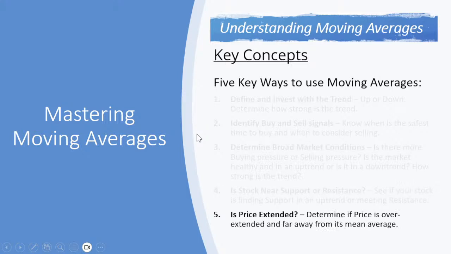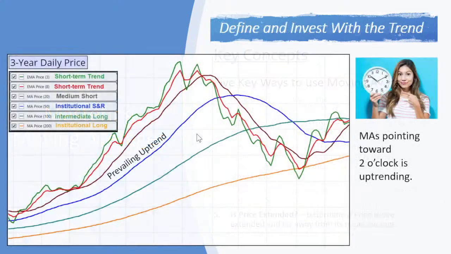This one's a good one, a key one. Is price extended? Determine if price is overextended and far away from its mean average. We learned about mean averages in grade school, right? And what did we learn? We learned the further something moves away from its average, what is likely to happen? It's likely to come back and revert towards that mean average. With stock prices, it's the same. I will shy away from buying a stock that is overextended and really far away from multiple moving averages. And we'll look at some examples here in a moment.